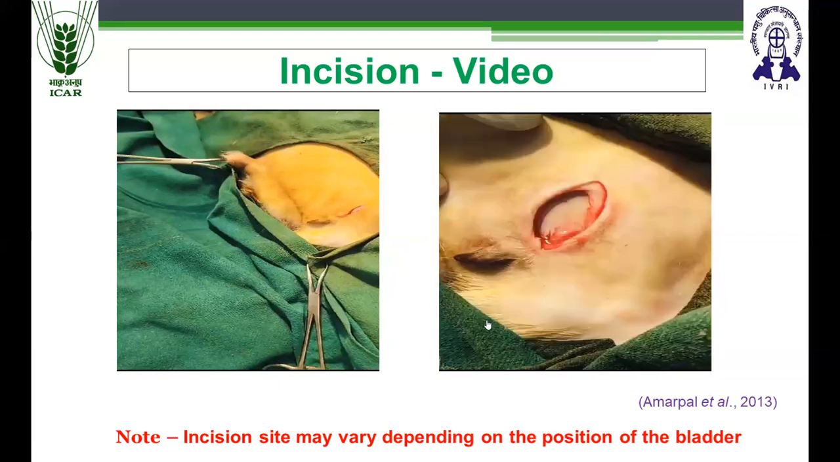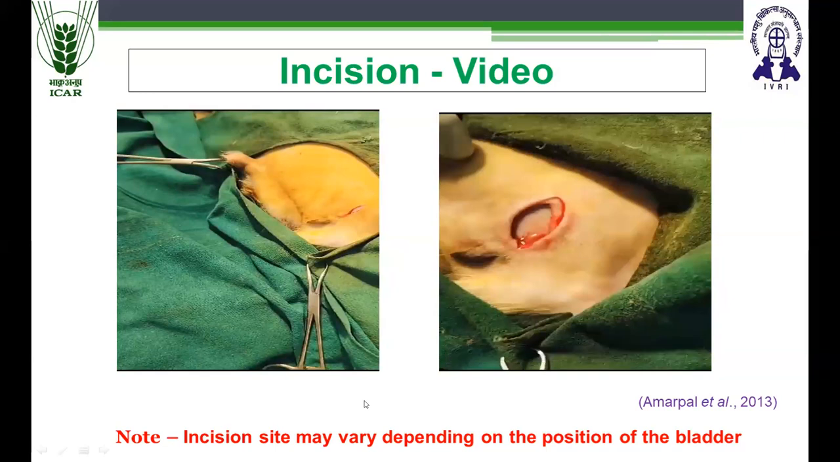One more point I have to emphasize here is that I already told that the site is 2 to 3 centimeter cranial to the caudal teeth, but the incision site may vary depending on the position of the bladder. In case of a ruptured bladder, the bladder will be more towards the pelvic inlet. In that case, our incision should be more caudal than the normal position. So assessing the position of the bladder, we have to put the incision.